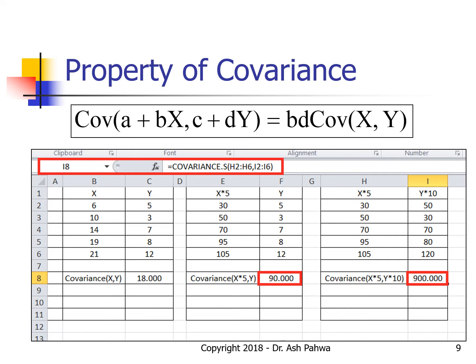Now suppose we multiply all the x values by 5 and also multiply y values by 10 and then compute the covariance between them. Here I have multiplied x values by 5 and y by 10. So the product of 5 times 10 comes out to be 50. So now if I multiply 50 by 18, we are going to get 900. So that is the new covariance. So if the values that we have are multiplied by a certain constant, the value of the covariance will also increase.